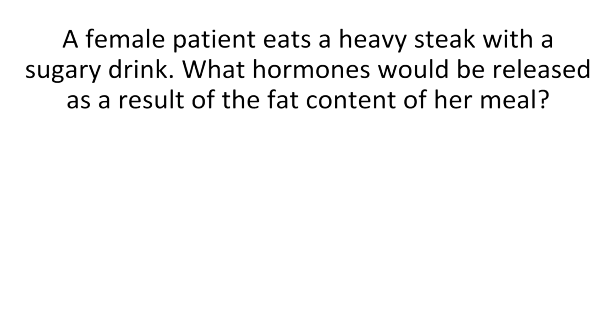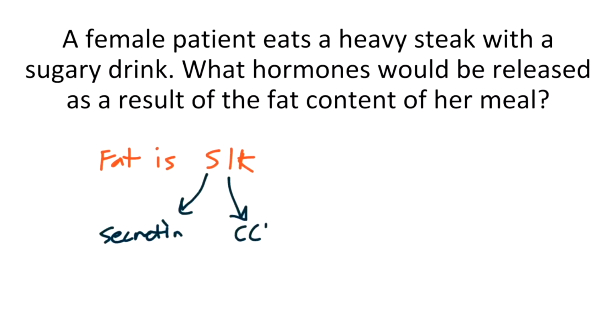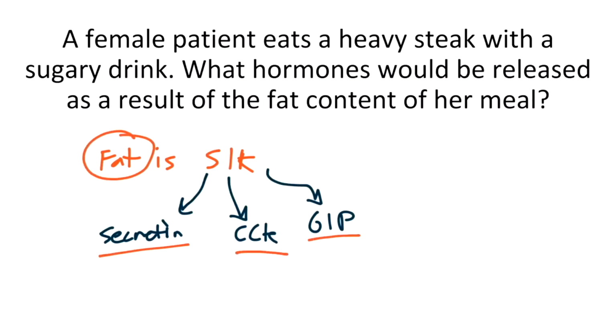A female patient eats a heavy steak with a sugary drink. What hormones would be released as a result of the fat content of her meal? Now, the hormones that are stimulated by fatty acids can be remembered by the mnemonic "fat is sick." In other words, fat stimulates the S cells to release secretin, I cells to release CCK, and K cells to release GIP. So in answer to our question, it would be secretin, CCK, and GIP.